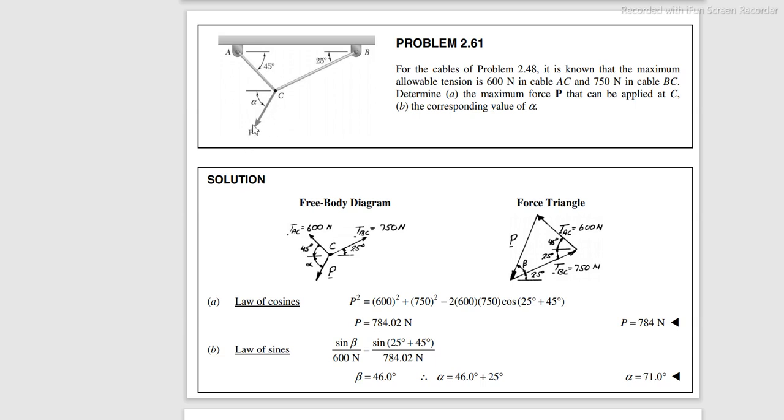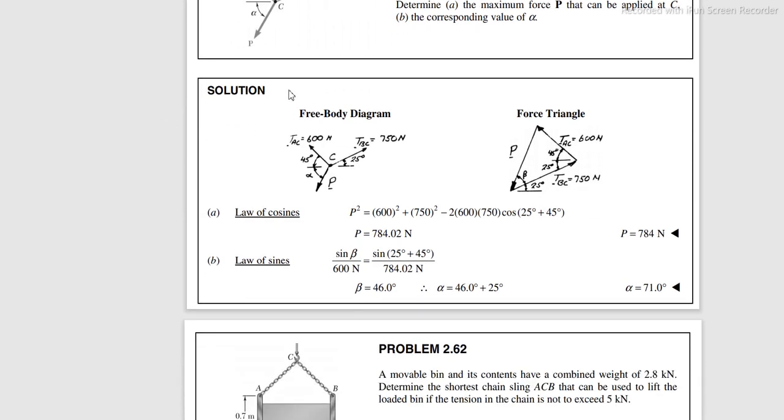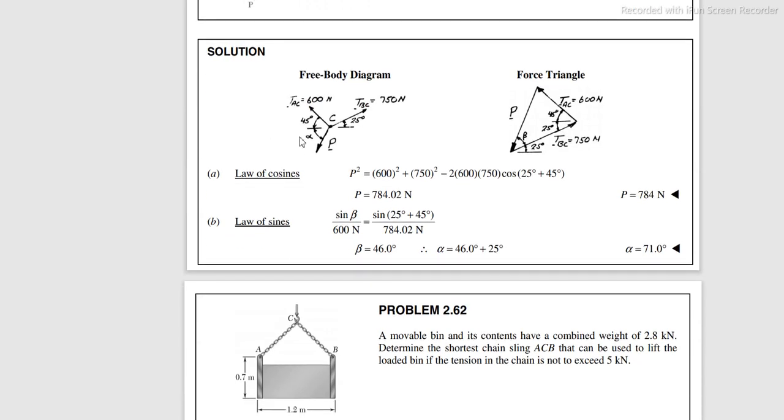Here the force P is connected to C, that is applied at C, and question B, the corresponding value of alpha, that is alpha it has to measure. The solution is the free body diagram and force triangle, law of cosines and law of sines.